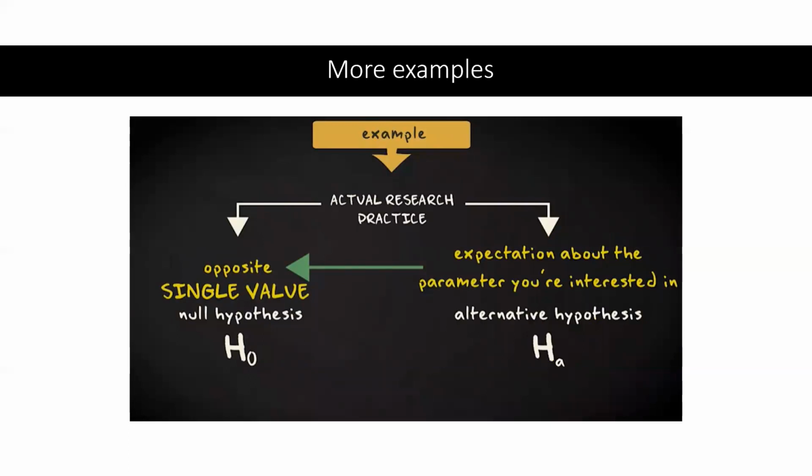More examples will come in actual research practice. Your expectation about the parameter you are interested in will be your alternative hypothesis, and the opposite will always be your null hypothesis. So always assume that anything that is opposite of your alternative hypothesis will be your null hypothesis.